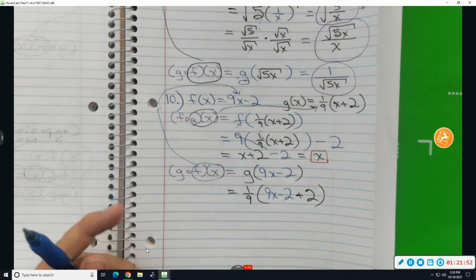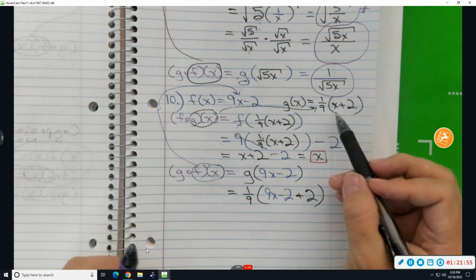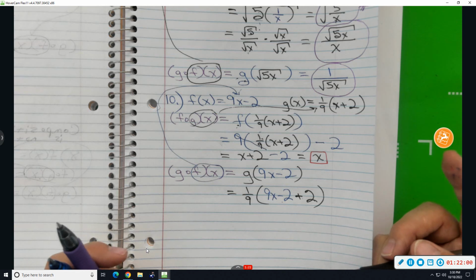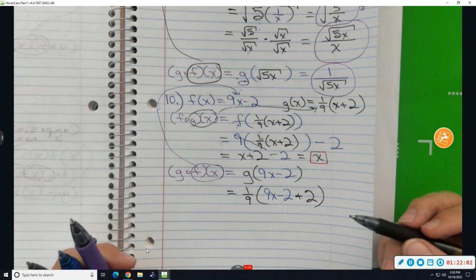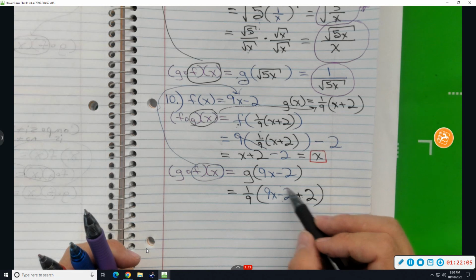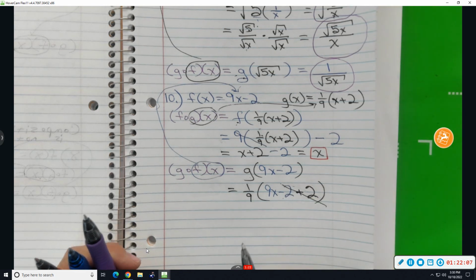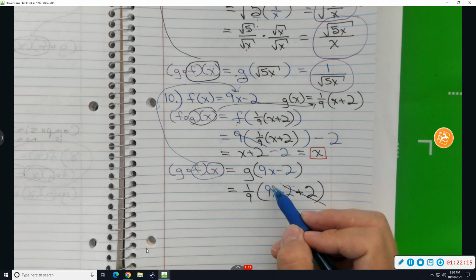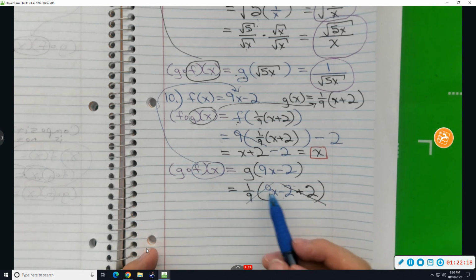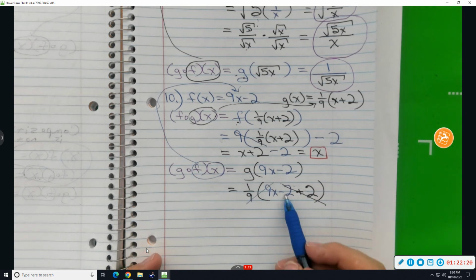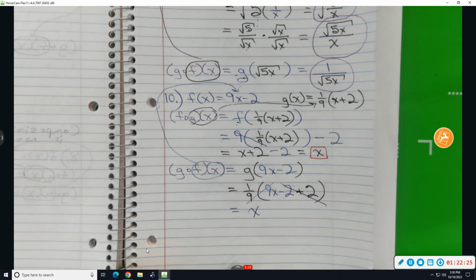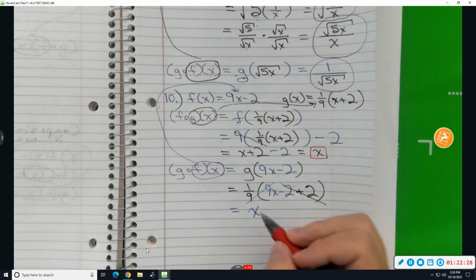But would it be in the parentheses? Yes, it would be, because it was in the parentheses here, so it's in the parentheses there. So the negative 2 and the positive 2 will cancel each other out, so it's just 1 over 9 times 9x, which will equal x. Okay, 1 over 9 times 9x, you can cancel out that 9. You have 1 times x. The negative 2 plus 2 subtracted out for just a final answer of x. Any questions there?